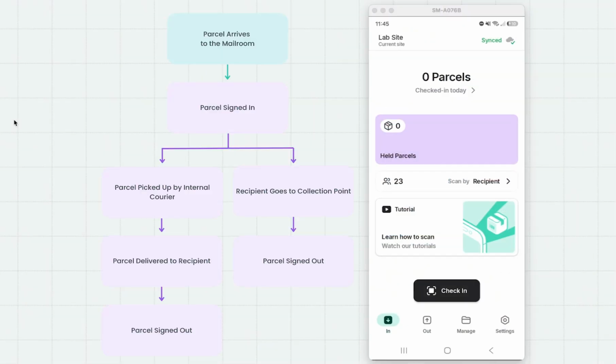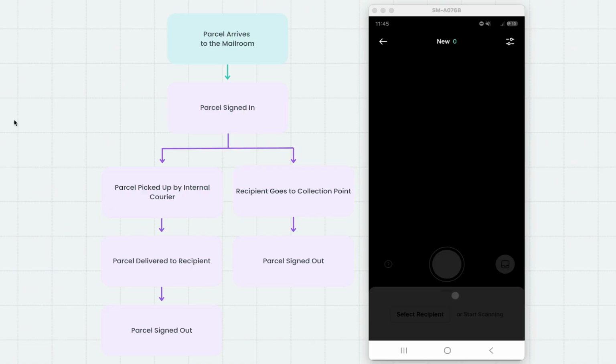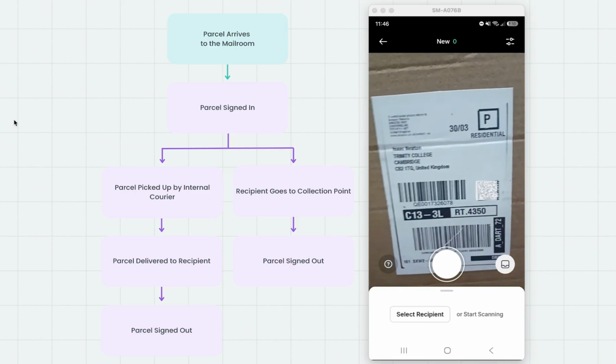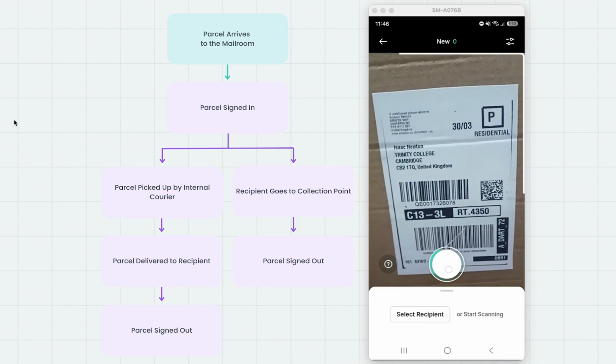Parcel arrives to the mailroom. I can scan parcels with my phone camera using the Parcel Tracker mobile app. From the In tab, we'll press Check-in. Then hold the camera over the label, and press and hold the button to pick up the name and the barcode.